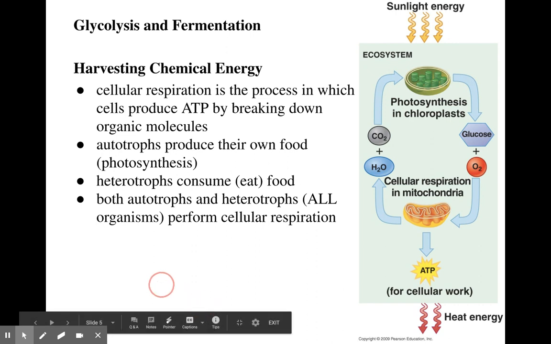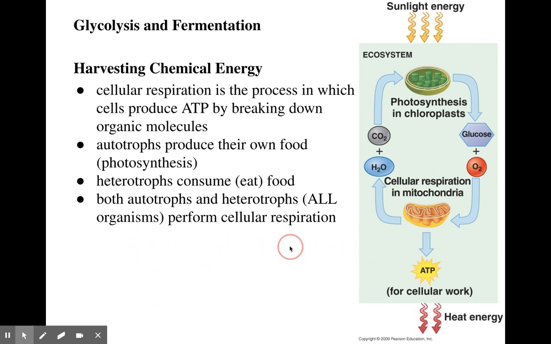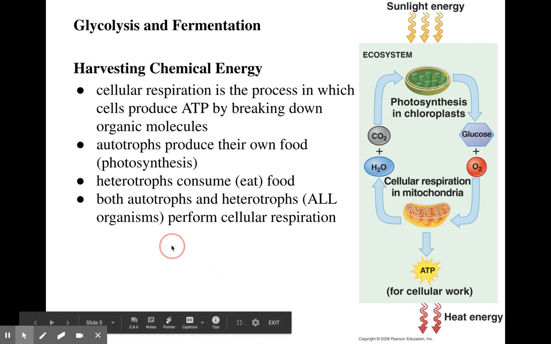So overall, the concept is that all organisms, all cells need ATP, that lovely ATP molecule. So how are they going to make ATP? That's what we're talking about today. Cellular respiration is a process in which cells produce ATP by breaking down organic molecules. The main organic molecule we use is glucose, but other organic molecules can be broken down as well.